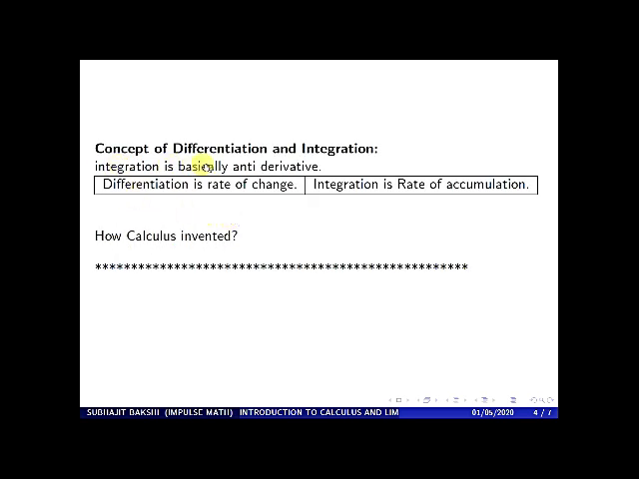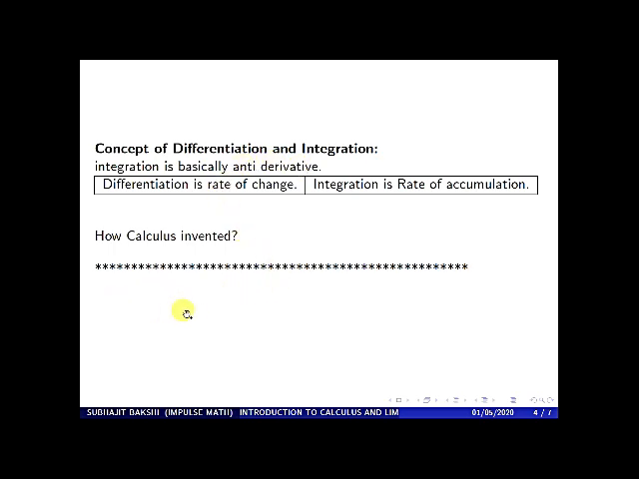Now we come to the concept of differentiation and integration. Differentiation and integration are oppositely related. Differentiation is actually a small change that can happen to anything with respect to some variable, and on the other hand, integration is actually a small part that is accumulating. Here we see that differentiation is the rate of change and integration is the rate of accumulation, and we also call integration an antiderivative.